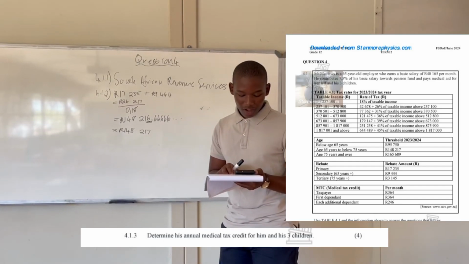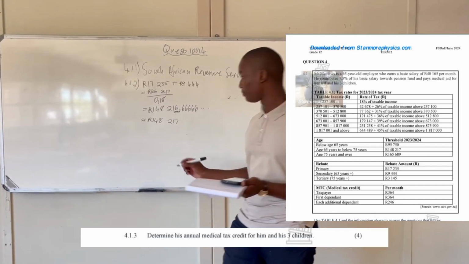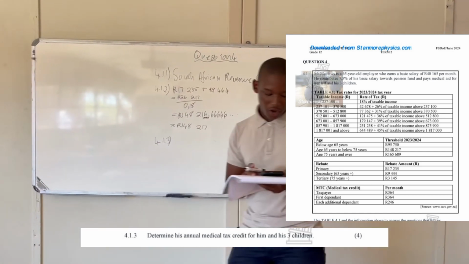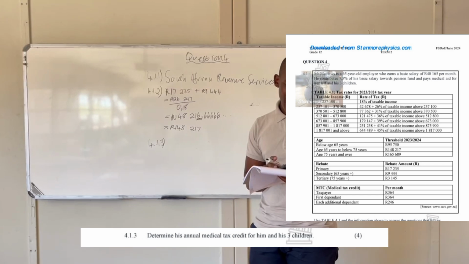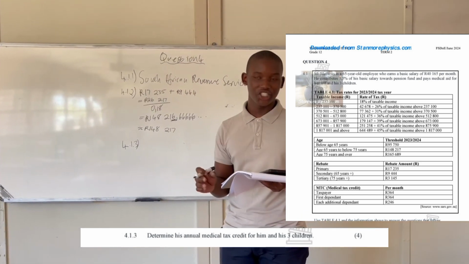Right. Okay, so 4.1.3. So the question says, determine his annual medical credit for him and his 3 children.